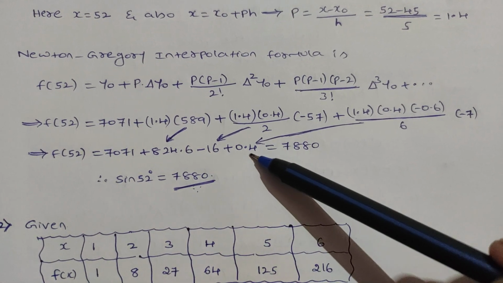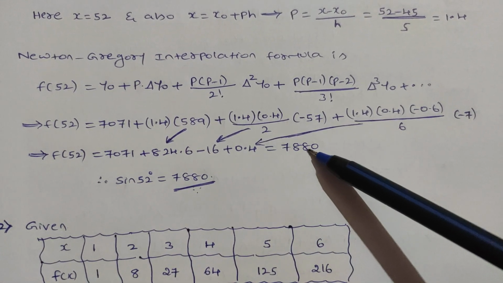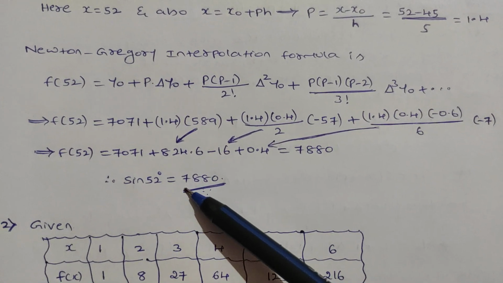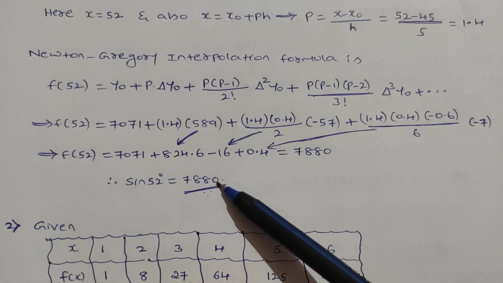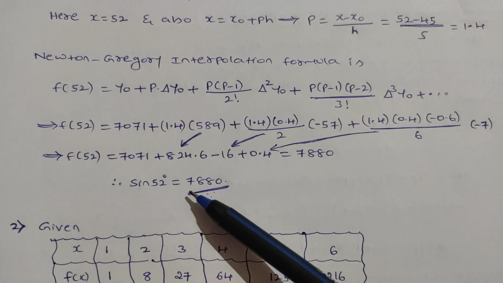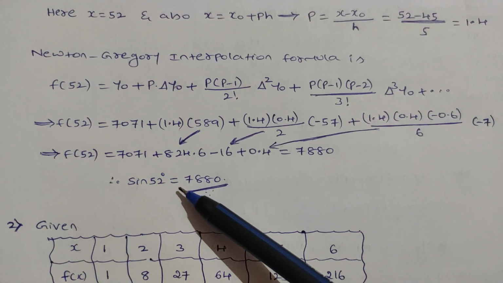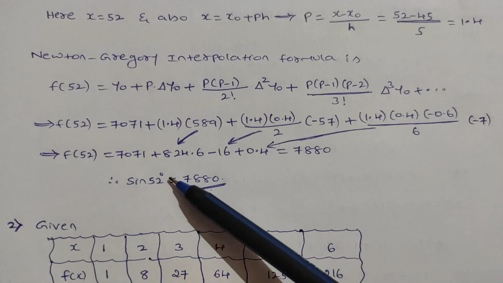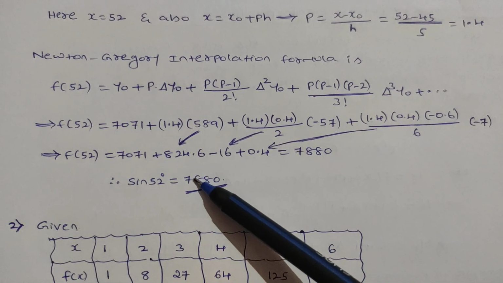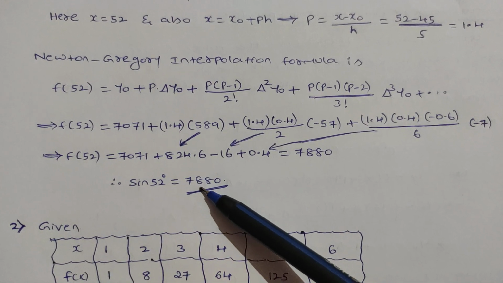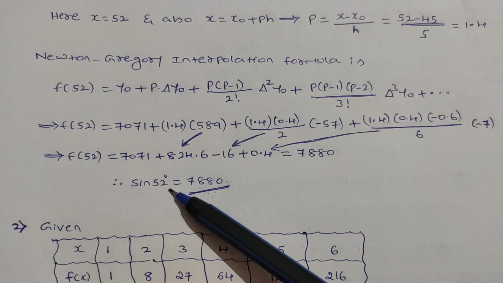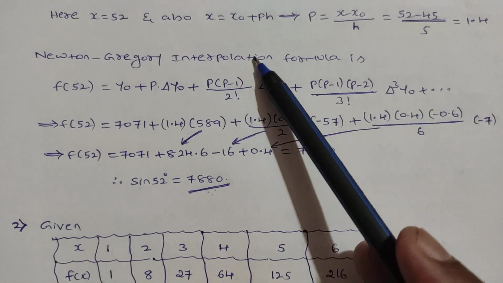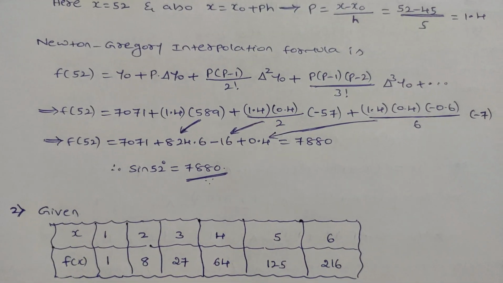On adding all this, we observe the value as 7880. So therefore sin 52 degrees will be nothing but 7880. We have considered it in the form of 10 to the power 4, so 0.7880 will be the value of sin 52 degrees. We can observe it in a scientific calculator, so we will be knowing the value, but here we should apply the concept of the Newton-Gregory interpolation formula.